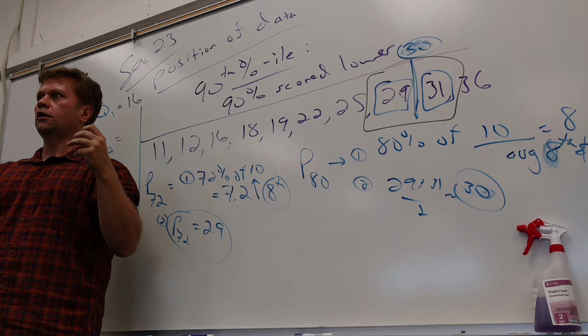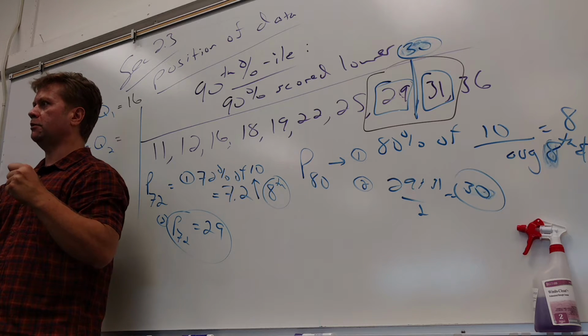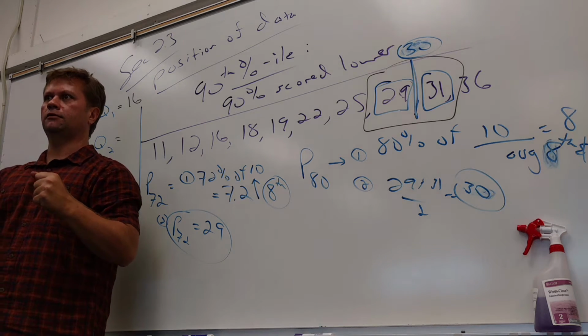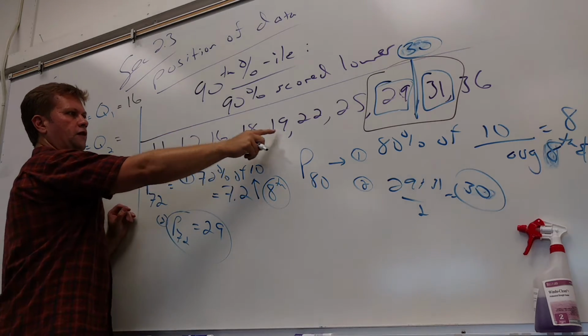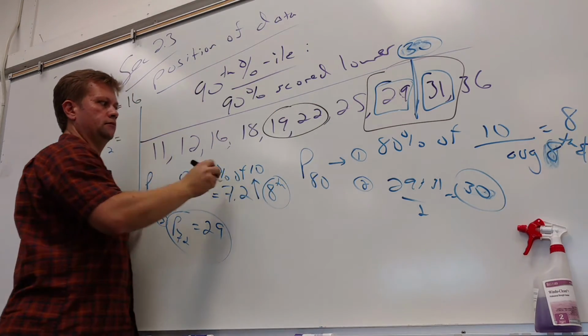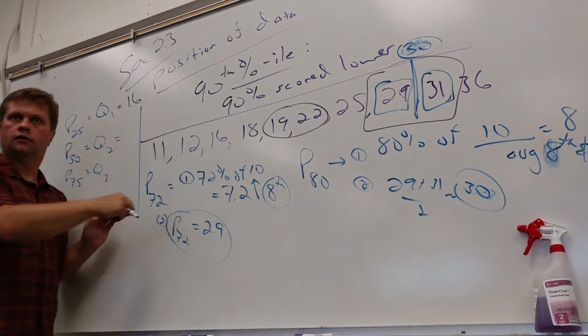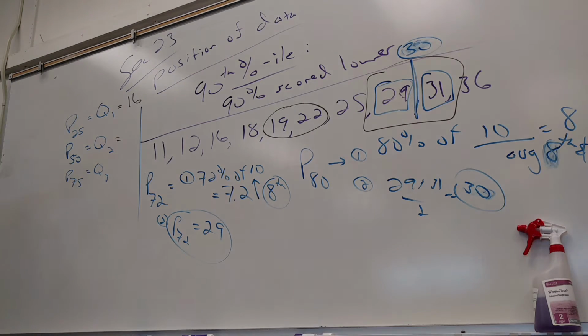Some of you guys worry. You look like you're in pain. You're in thinky pain, right? So you take the fifth and the sixth one and you average them, right? 1, 2, 3, 4, 5. So 19 and 22, 20.5.